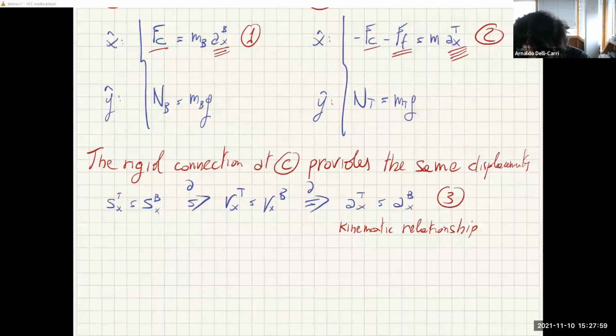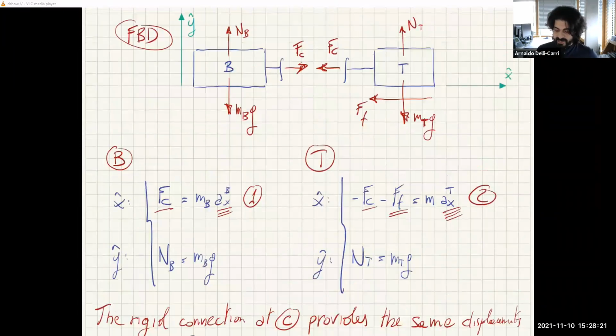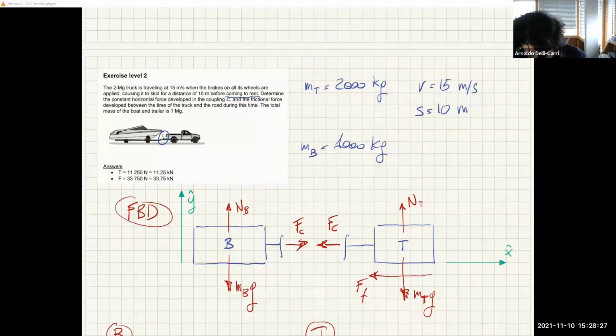Okay, so this basically connects the unknown number 3 with the unknown number 4. 1, 2, 3, 4. But we still have 4 unknowns and 3 equations. So what's missing? Now, the last thing that is missing is that we have information on the kinematics of the entire system here. So we know that it starts with an initial speed v0 of 15 meters per second, and then it stops with a final speed of 0 meters per second after 10 meters.